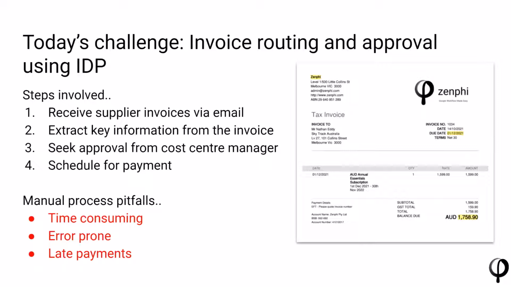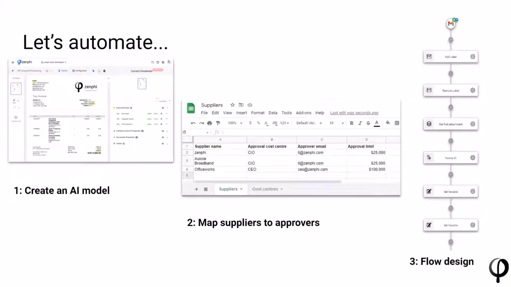So I'm going to show you how we can automate this whole process end to end using Zenfi and Zenfi's intelligent document processing. Today I'm going to show you how we create an AI model specific for invoice parsing. We're going to be using sheets to map our suppliers that are sending us invoices to the relevant cost centers, and therefore the approvers within those cost centers who need to approve those invoices. And then finally, we're going to build out this flow in the Zenfi Flow Designer. So without further ado, let's jump in and take a look.